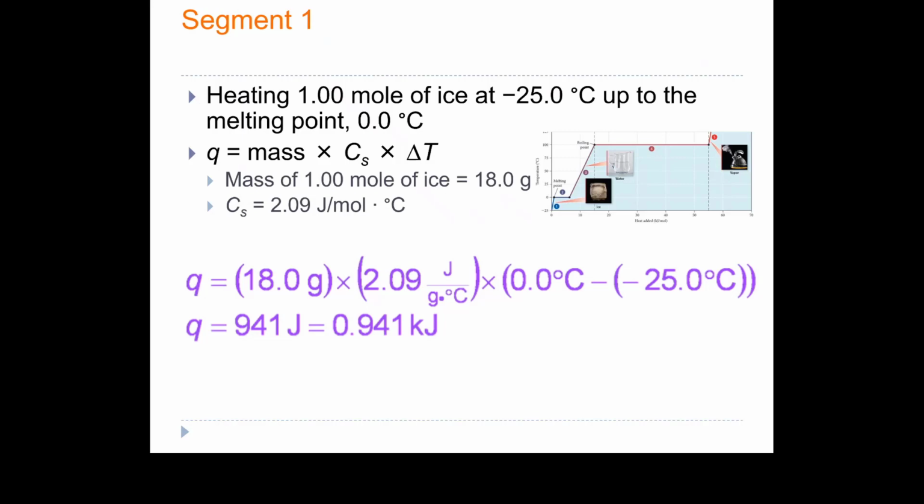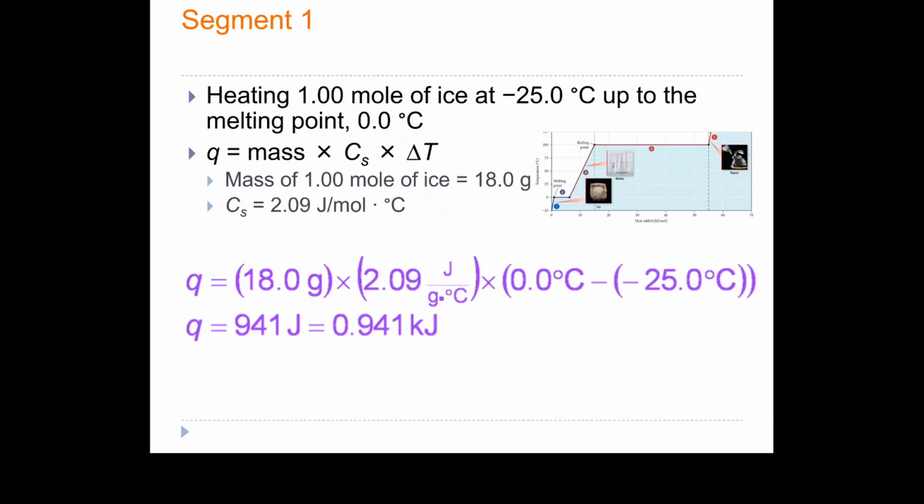So if we take a look at our equation below, 1 mole of ice has a molar mass of 18 grams. If we look up, the heat capacity of ice is 2.09 joules per gram degree C. That's a specific heat capacity. And then our change in temperature, our delta T, we're going to go from minus 25 degrees C, and we're going to go to the melting point, which is 0 degrees C.